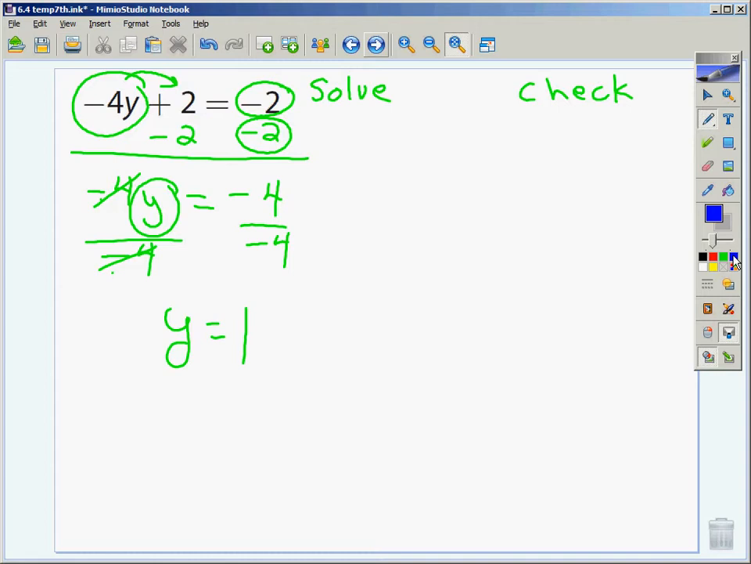If I come over to check my work, -4y + 2 equals -2. What am I going to put in place of y? 1. -4 times 1 plus 2 equals -2. What is it, -4 times 1?